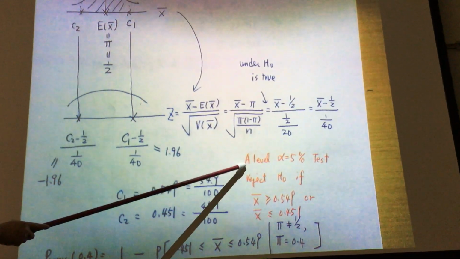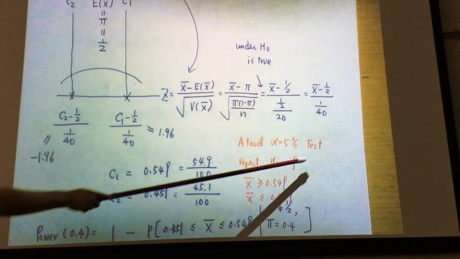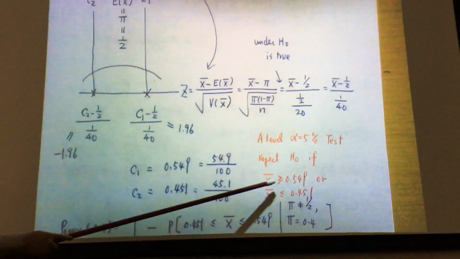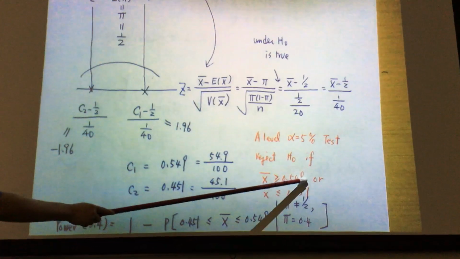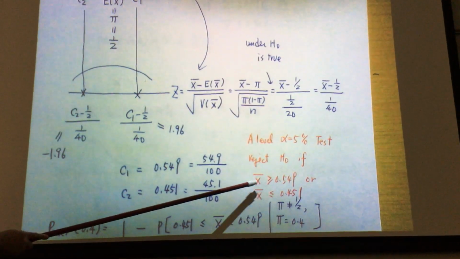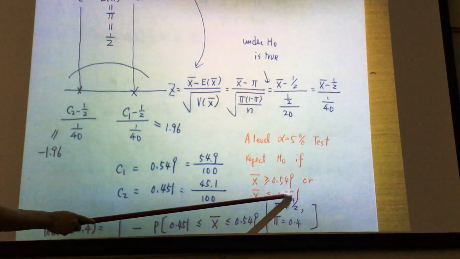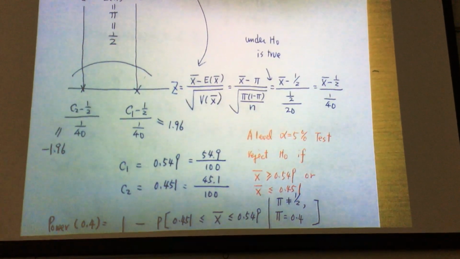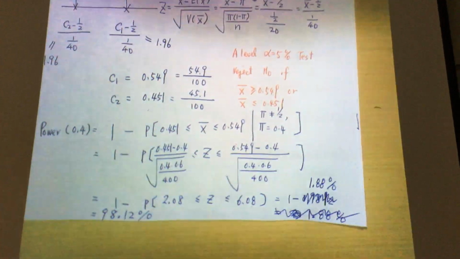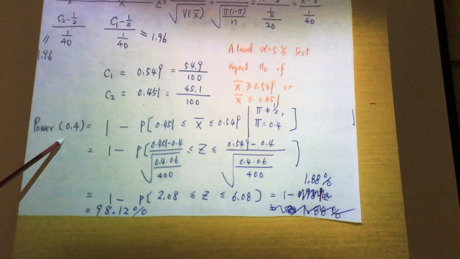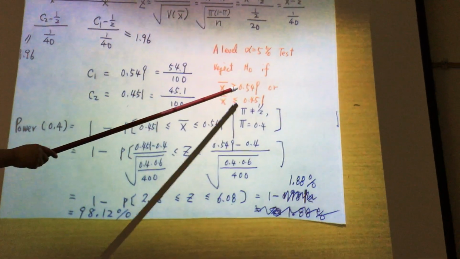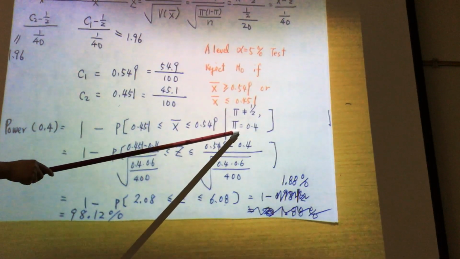So, a level alpha equal to 5% test: we're going to reject H0 if X bar is greater than or equal to 0.549 or X bar is less than or equal to 0.451. This one means too many heads. This means too few heads. Okay. Now, let's calculate the power of the test. Power when pi equals 0.4 is 1 minus beta. Okay. What's beta? Under H0 is false.